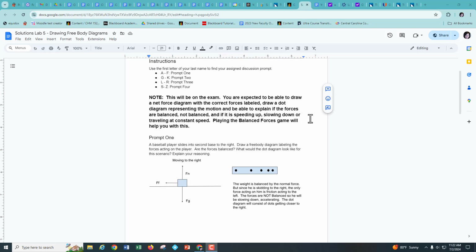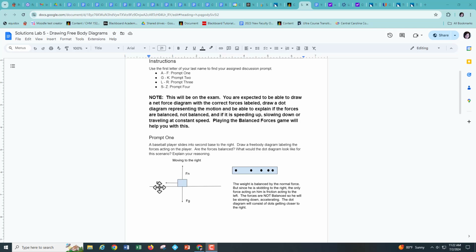So imagine that baseball player. When he comes sliding into the base, he is no longer pushing himself forward, but he is moving forward because of his inertia. And the only reason he comes to a stop is because there's friction between him and the ground acting against him. So he's touching the ground, he has weight, and he has the ground pushing back up on him, balancing the weight, so he has weight and the normal force. And he's coming to a stop.